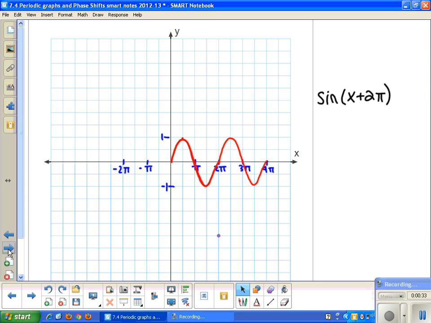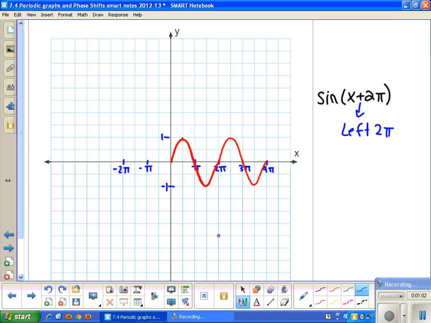Before we get to that question, let's think about the sine of x plus 2 pi. Remember when we add 2 pi to our angles, we're really finding coterminal angles on our sine graph, because adding or subtracting 2 pi gives you the same angle, the same terminal side. Now if we add 2 pi, remember when it's adding, we're really moving our graph to the left 2 pi.